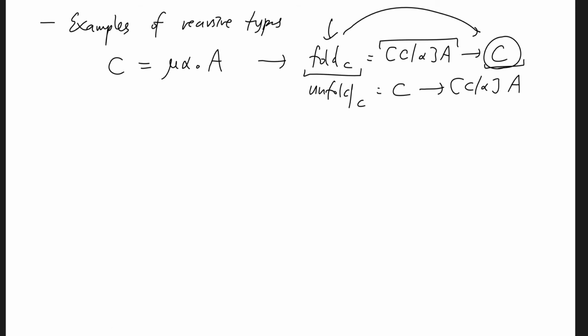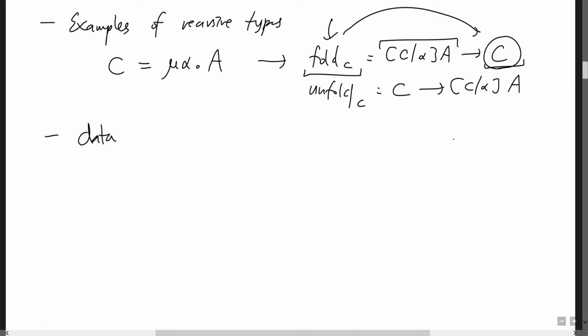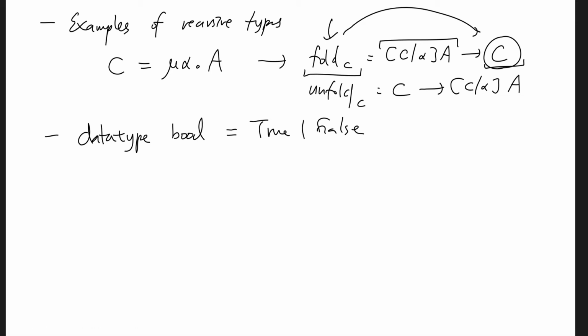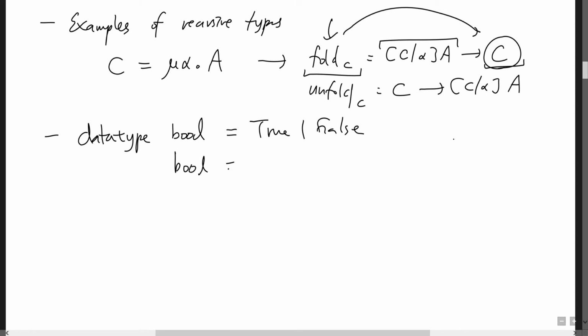So the first example is not actually a recursive type. It's a Boolean type. Data type bool. We define data type bool as either true or false. So how do we encode this data type bool? It's not a recursive type, so we can encode the bool as we have two choices, the left choice or right choice. So with the sum type.